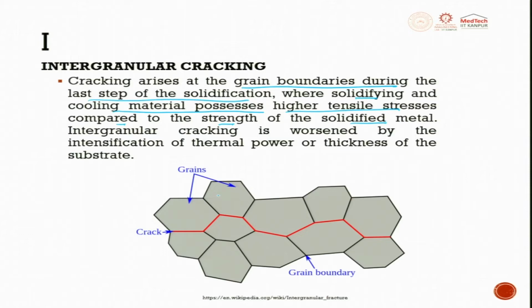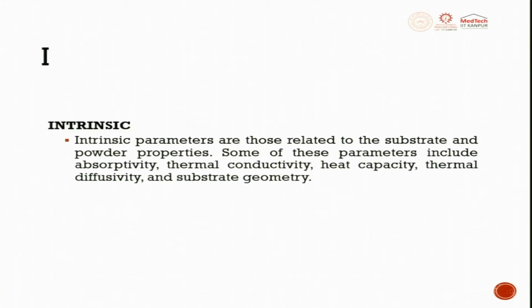Because of that, this grain and this grain will try to pull each other and it will try to break. Intergranular cracking is worsened by the intensification of thermal power or thickness of the substrate. Intergranular cracks are also a common phenomenon when metal additive manufacturing processes are used.